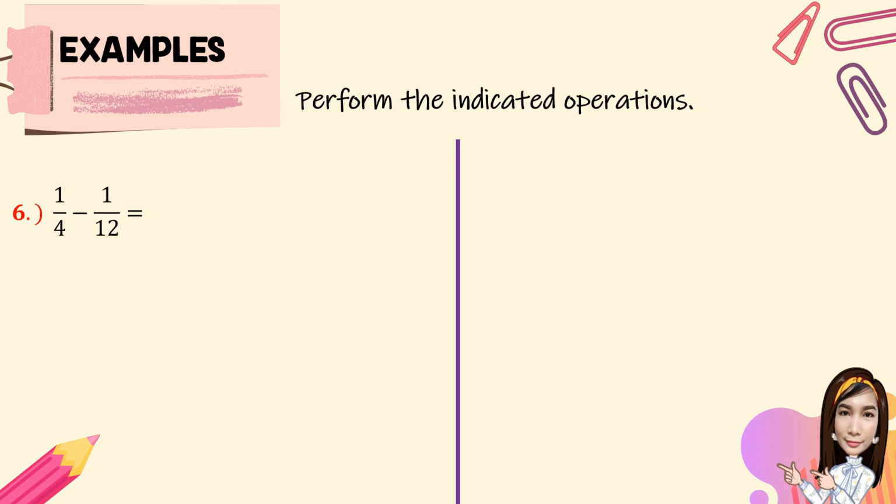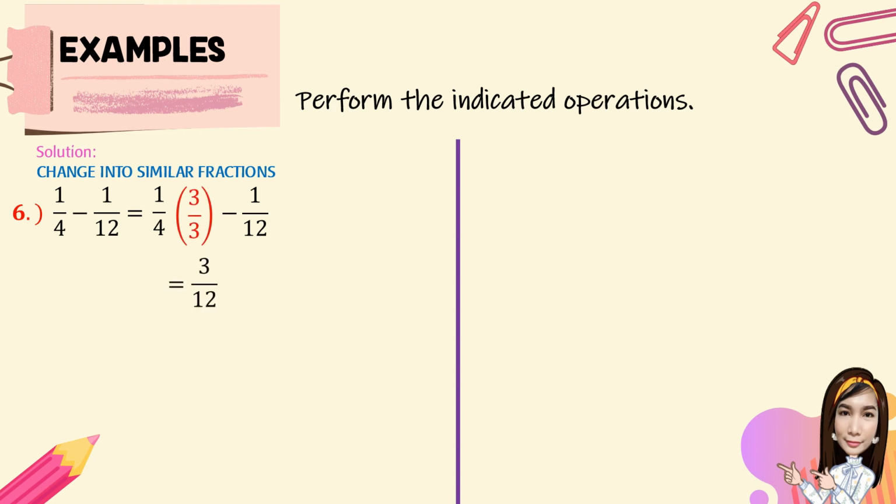For number 6, we have 1 over 4 minus 1 over 12. So we're going to change into similar fractions. So for 1 over 4, we're going to multiply both numerator and denominator by 3. So 1 times 3 is equal to 3, 4 times 3 is equal to 12. Then copy minus 1 over 12. Now as you notice, we have the similar or same denominators. So we can subtract the numerator, 3 minus 1, then copy the common denominator, which is 12. 3 minus 1 is equal to 2 over 12.